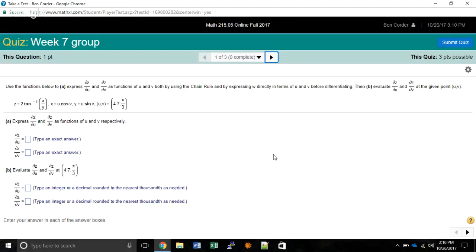Okay, I think on this one, we should be able to plug in the values they gave us for x and y into the z equation, and then differentiate it for u and then for v. That's appropriate. Okay, so we just plug them in as they are. We don't take a derivative or anything? Not yet, right?